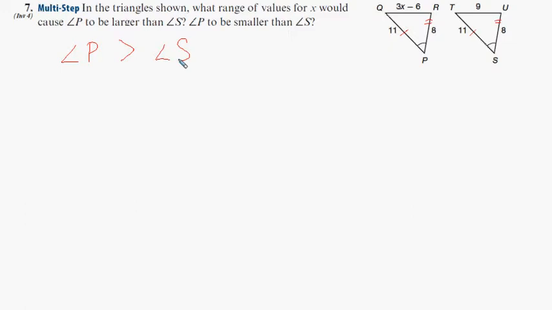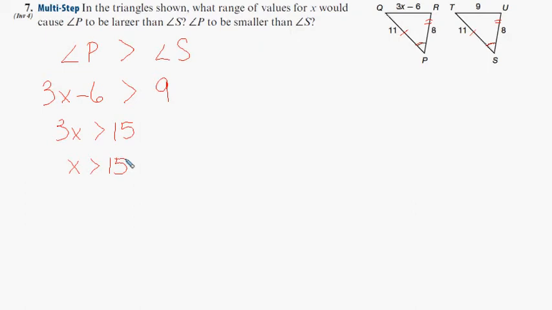In other words, if angle P is bigger than angle S, then that means that QR is going to be bigger than TU. So we want angle P to be greater than angle S, which means that we can state that 3x minus 6 is going to have to be greater than 9, according to the hinge theorem. If we solve for this, you'll see that we get 3x is greater than 15. So that means x has to be greater than 5 if angle P is going to be larger than angle S.